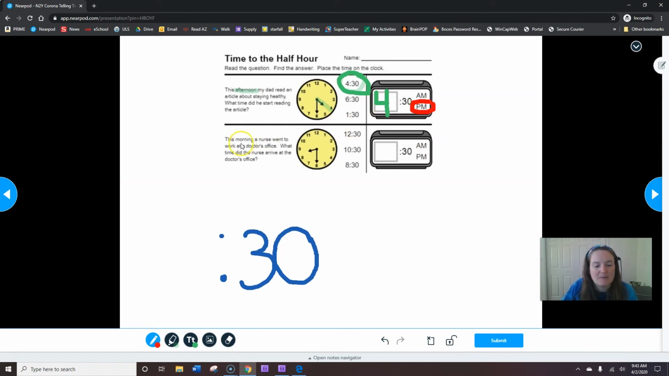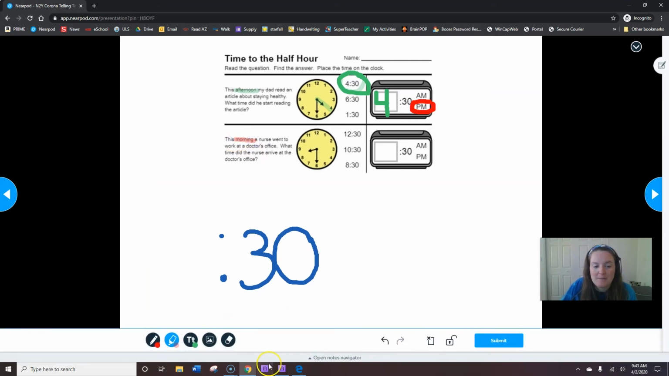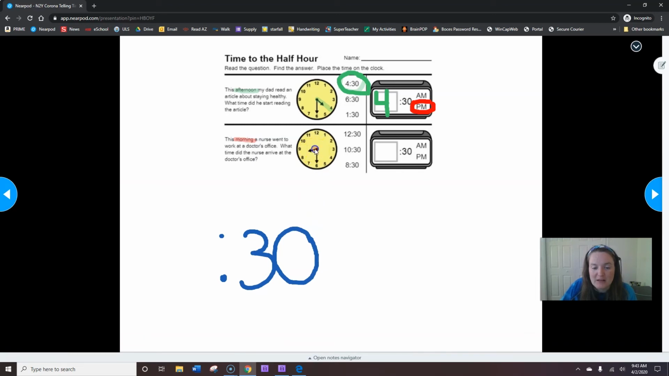Now, one more on this page. This morning, a nurse went to work at a doctor's office. What time did the nurse arrive at the doctor's office? So it says morning right in the story. Okay. Now, first we look at our little hand. Here's my little hand. I'm going to continue the line.